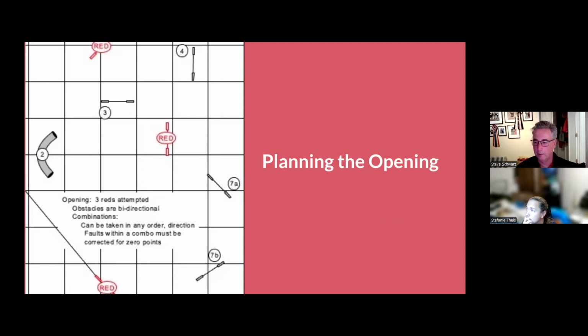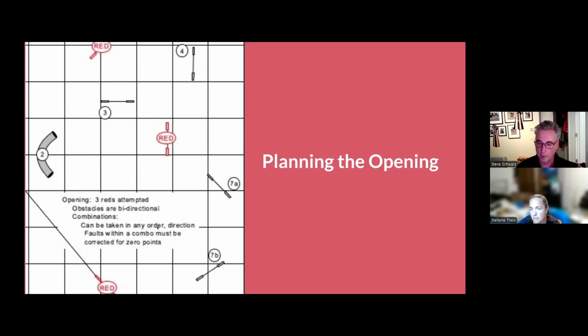So let's talk about how we can have a plan to go. Let's come up with a plan for the opening where we come up with our own order, our own course. So we talked about, let's read the rules. You have to attempt 3 reds. Obstacles are bidirectional, so you can take the 3 or the 4 in any direction. Combinations can be taken in any order or direction. So you can go the backside to the backside, B to A to B.